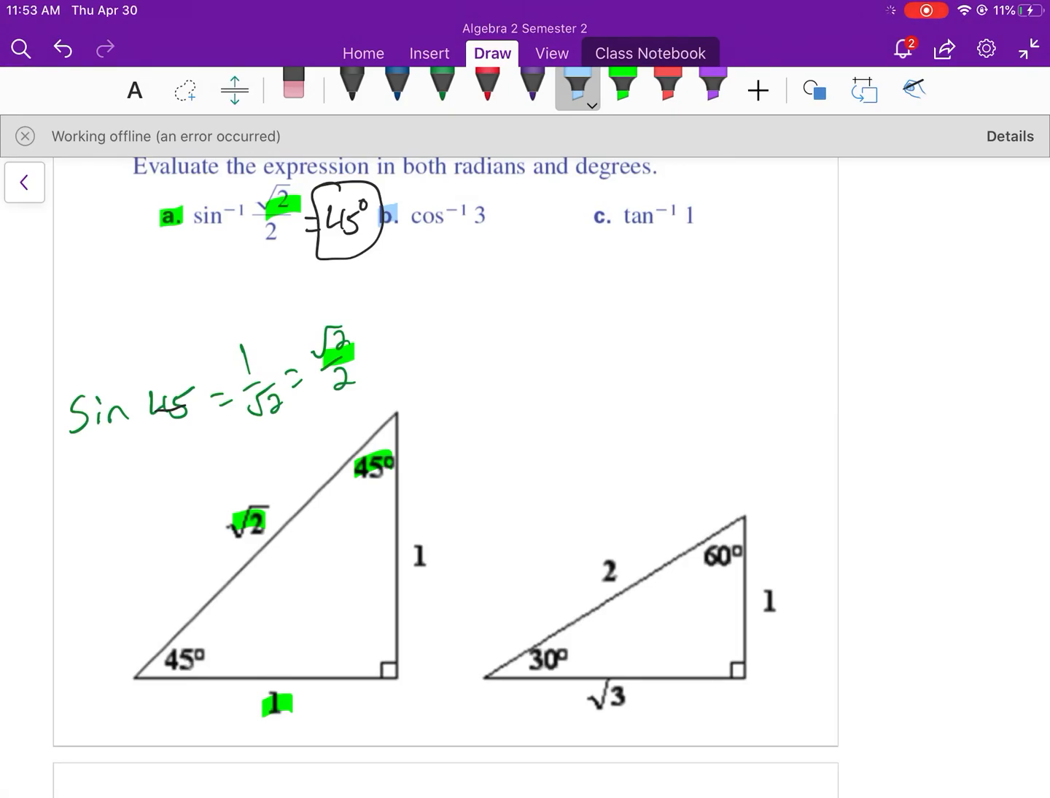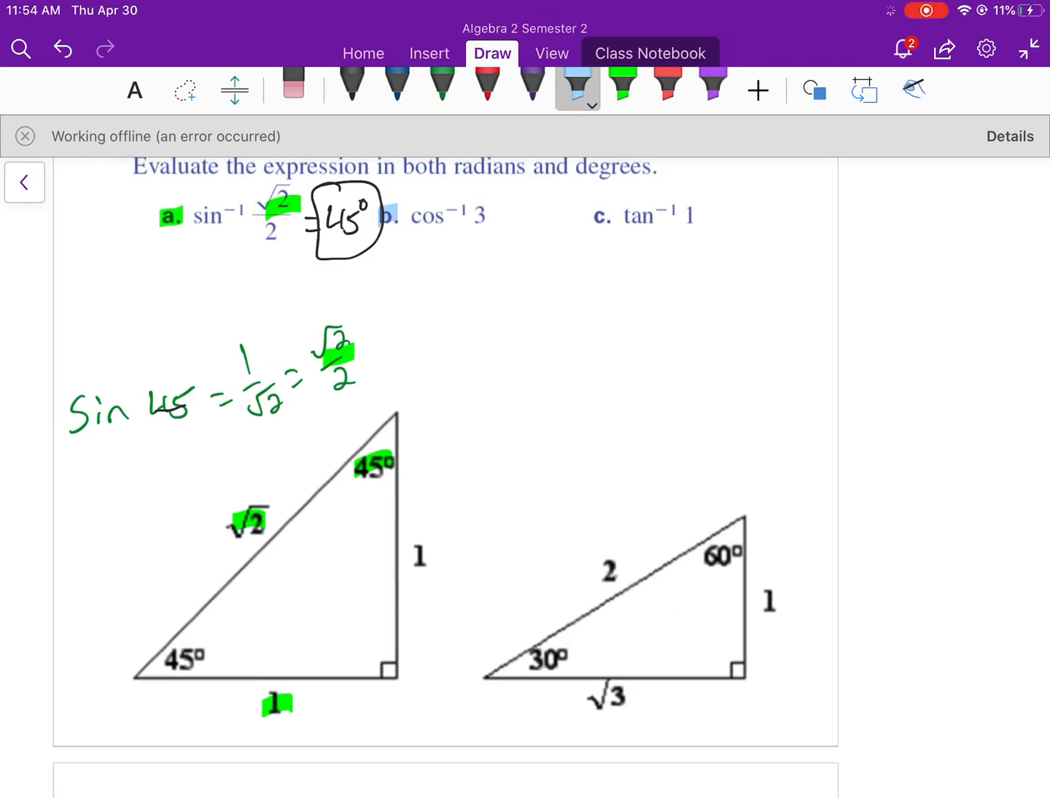Now, thinking about all the ratios that we can get, is there any possibility of getting 3 over 1? The only place I see a 3 is in the 30, 60, 90 triangle, and it's the square root of 3. There's no way of figuring out a ratio to get just 3.